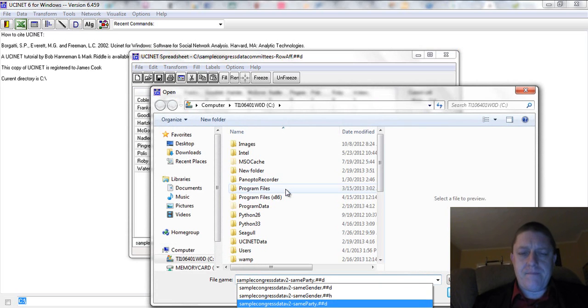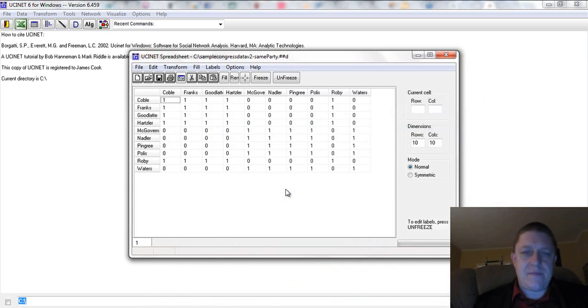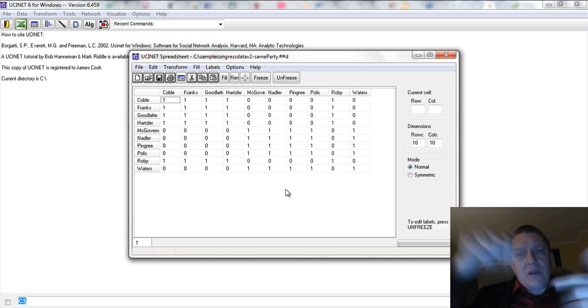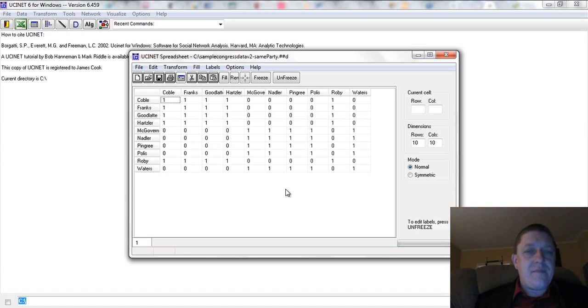Party. Not the same as gender, but it is like gender in that it's a dichotomous variable. If two people are of the same party, they have a 1 in the cell that refers to their particular dyad. So Bob Goodlatte and Vicky Hartzler are both Republicans, so they both end up in their cell that's referring to the relationship between them having a 1.